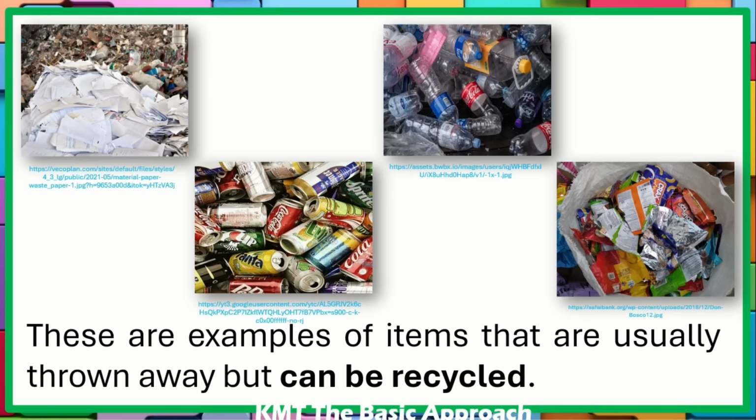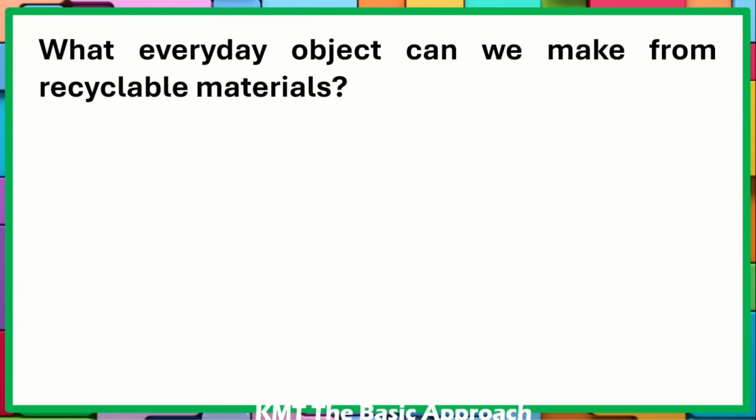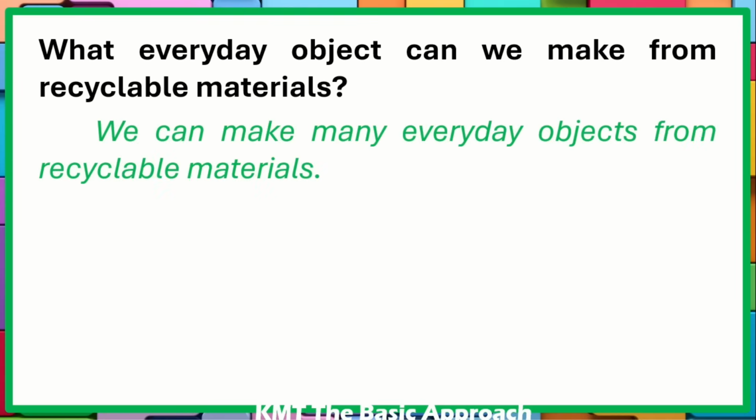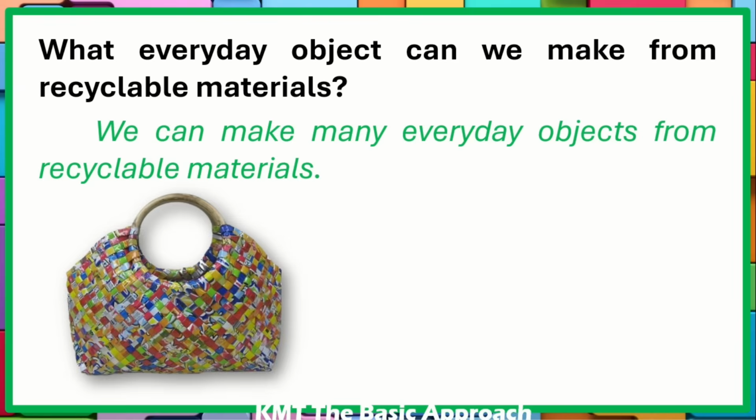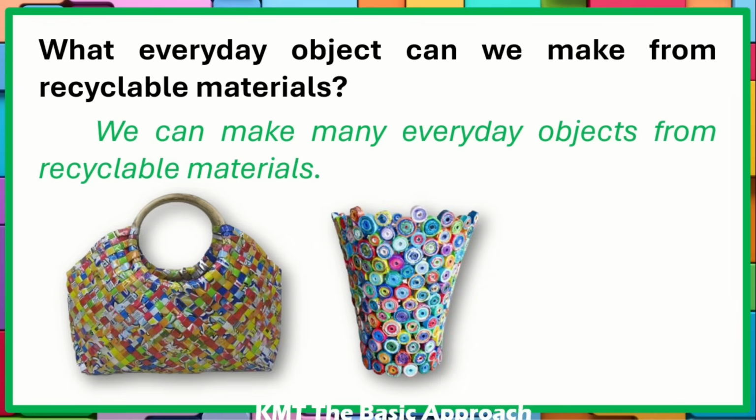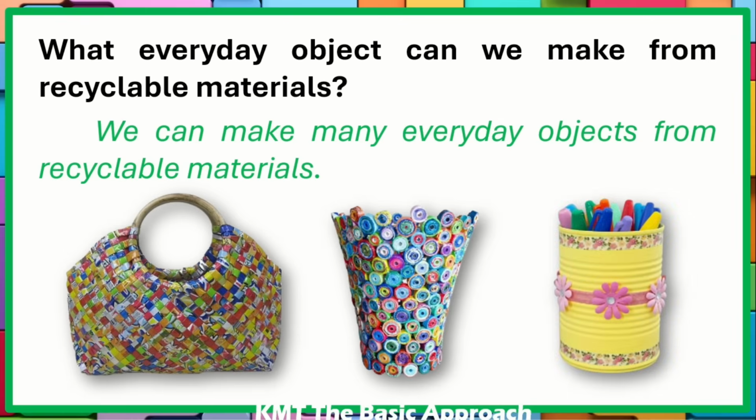These are examples of items that are usually thrown away but can be recycled. What everyday object can we make from recyclable materials? Correct! We can make many everyday objects from recyclable materials like bag, flower vase, and pencil holder.